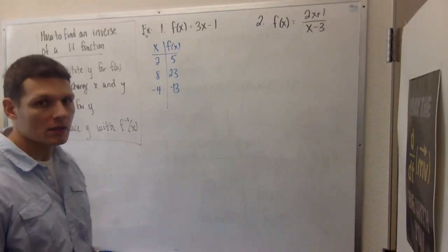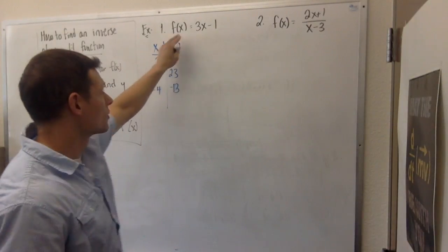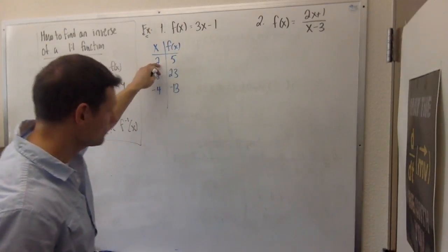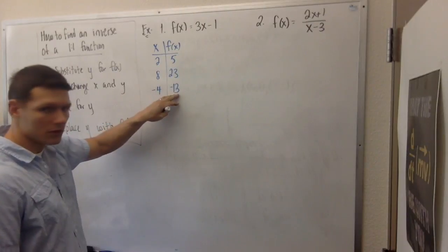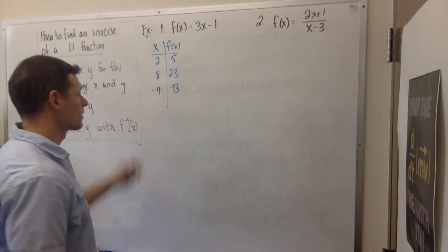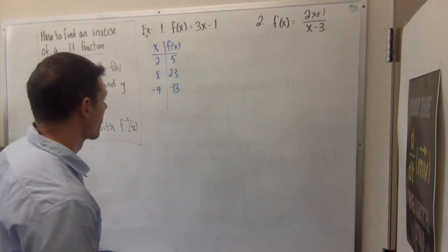An inverse function, what it does is if I'm sending 2 to 5, the inverse function should send 5 to 2. It should send 23 to 8. It should send negative 13 to negative 4. So if these are my inputs, then my outputs become these. Whereas here, my inputs are these, and my outputs are these f of x's.